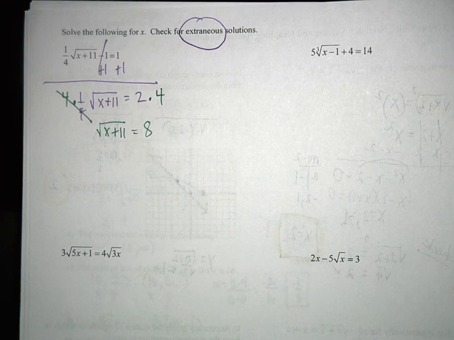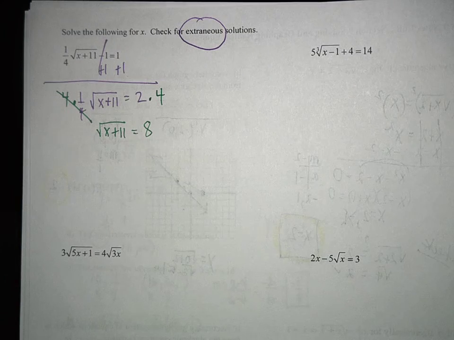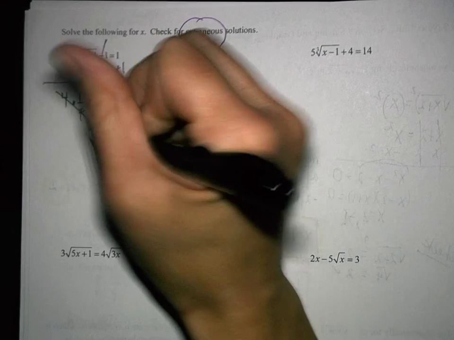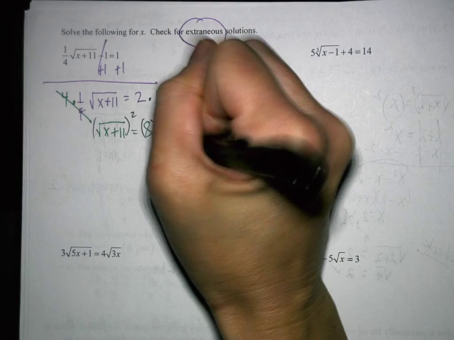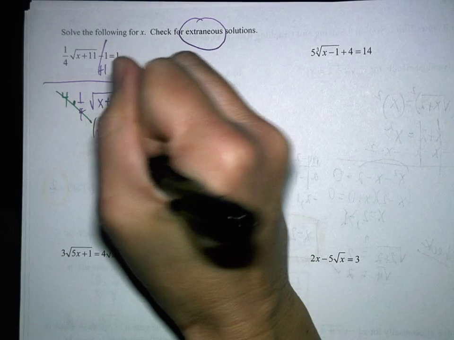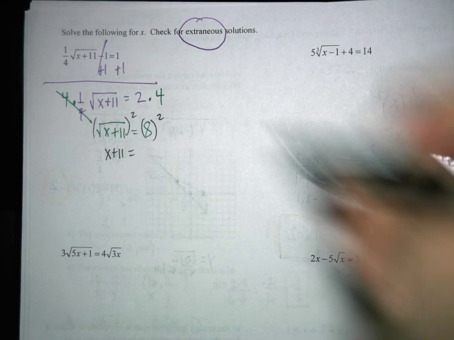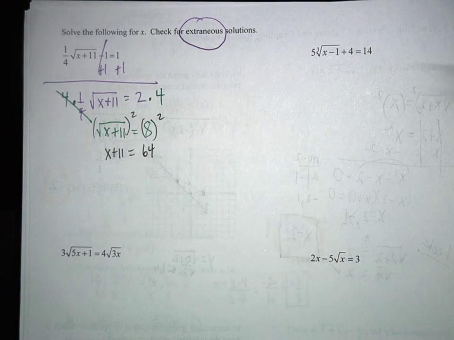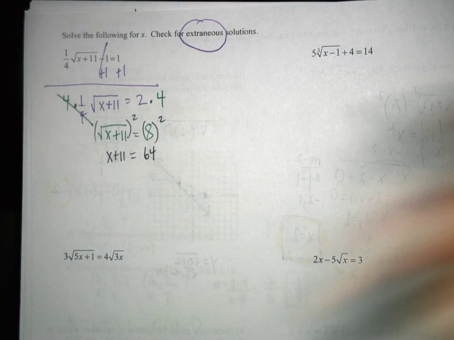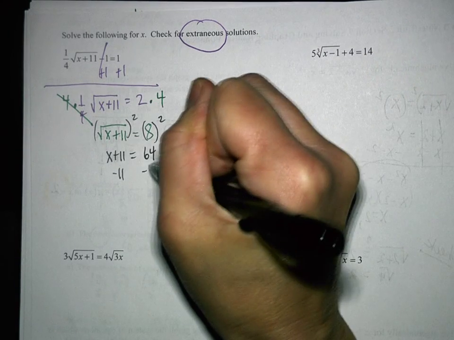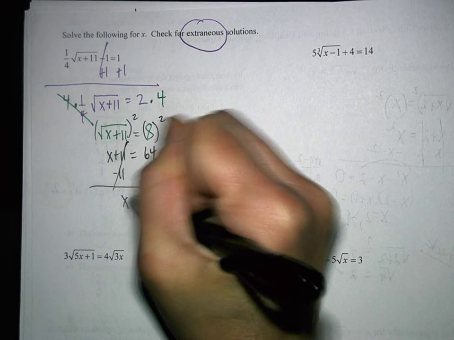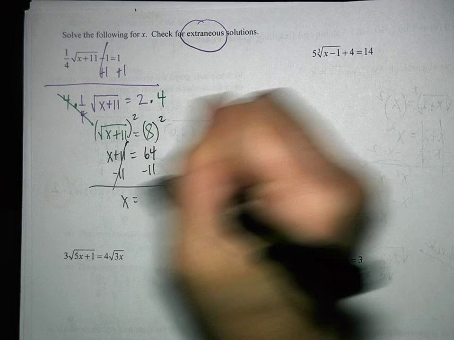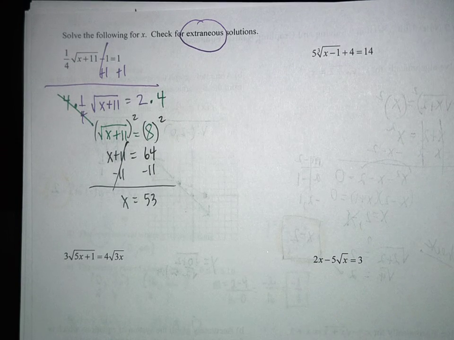Okay, next step is to do what, Samir? Very good. Square both sides is correct. So we square both sides. When we square a square root, it just becomes x plus 11. And 8 squared is 64. So the last thing I'm going to do now to get x by itself is, very good, and we get x equals 53. Perfect. What should we do with that answer? Very good. Check it.